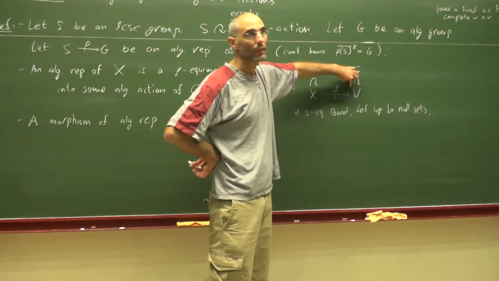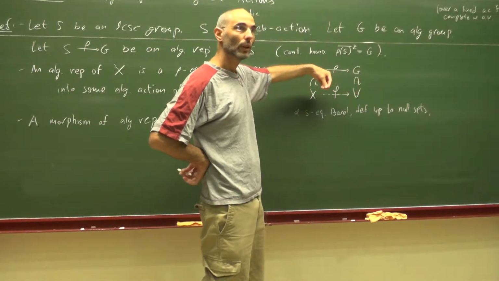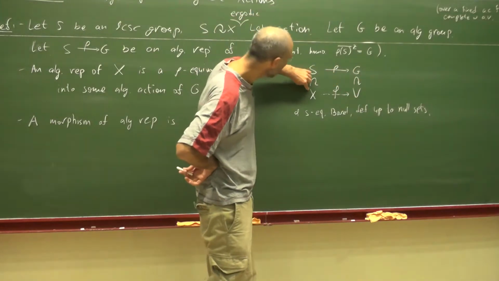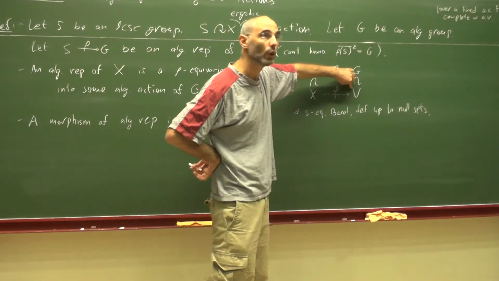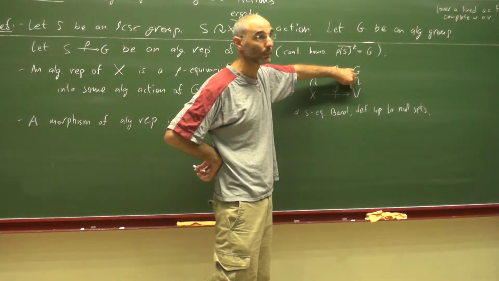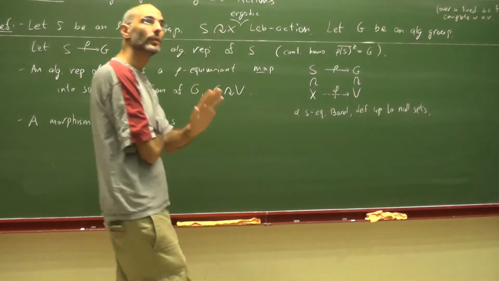When you vary V and take another V1, another representation, the map from X to V is not everywhere defined. It may not be defined on some S invariant subset of X. But S equivariance is strict. S equivariant is strict. Okay.